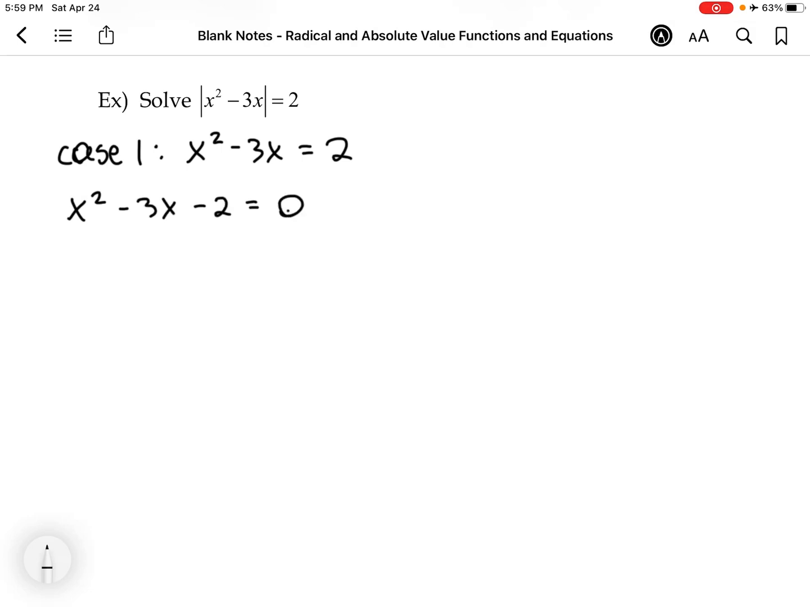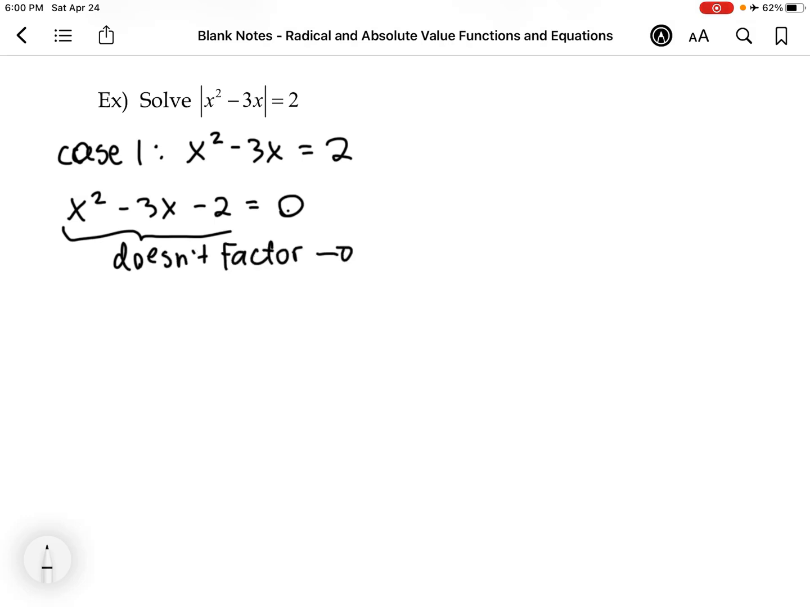Now, if this is factorable, we would have two numbers that multiply to negative 2 and add to negative 3. And I don't believe that's possible because the only things that multiply to negative 2 are 1 and negative 2 or negative 1 and 2. And so the only way to solve for x here is to use the quadratic formula. Okay, so this doesn't factor.